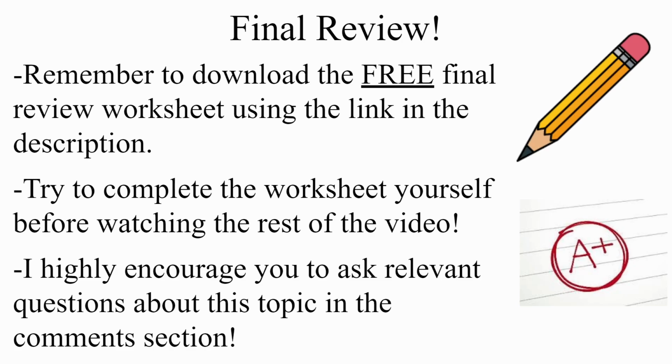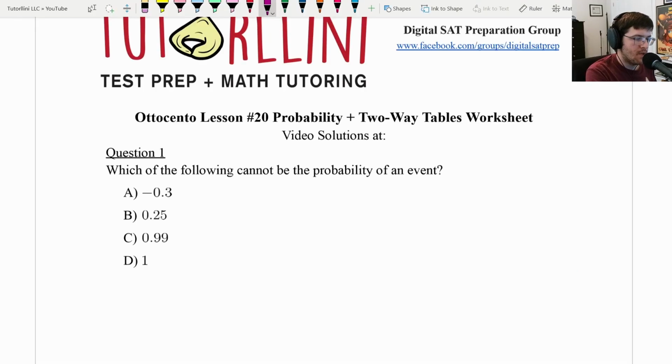Let's go to the whiteboard. Okay, question 1. So remember, probabilities have to be between 0 and 1 inclusive. So this one's between 0 and 1. This one's between 0 and 1. This one is 1, which is okay. It can be 0 or 1. 1 just means an event is certain to happen. So this one here, it is negative. It is smaller than 0. So that cannot represent the probability of an event. So the answer is A.